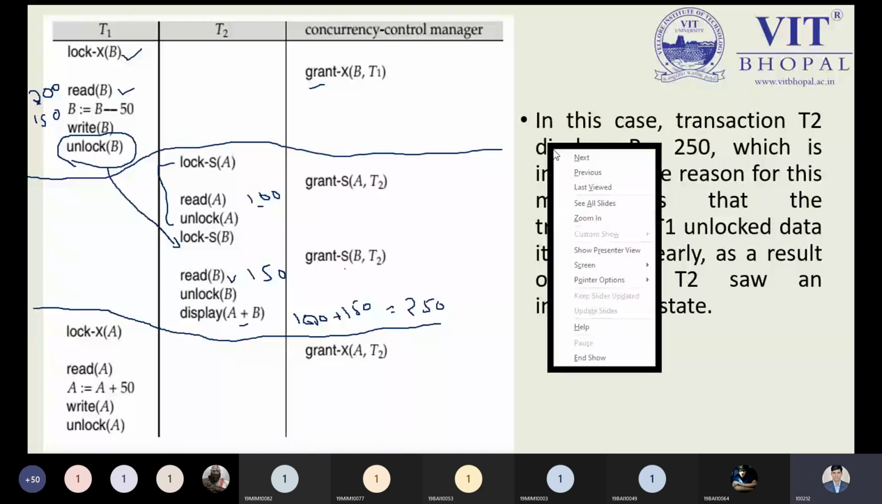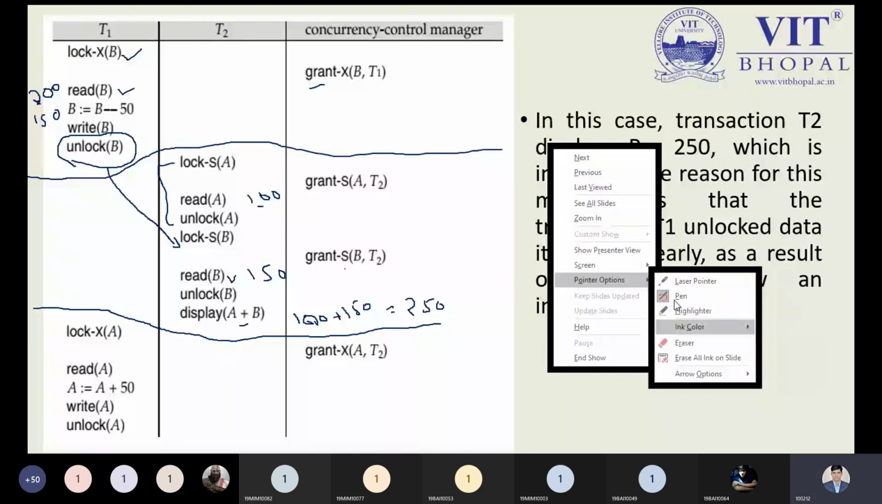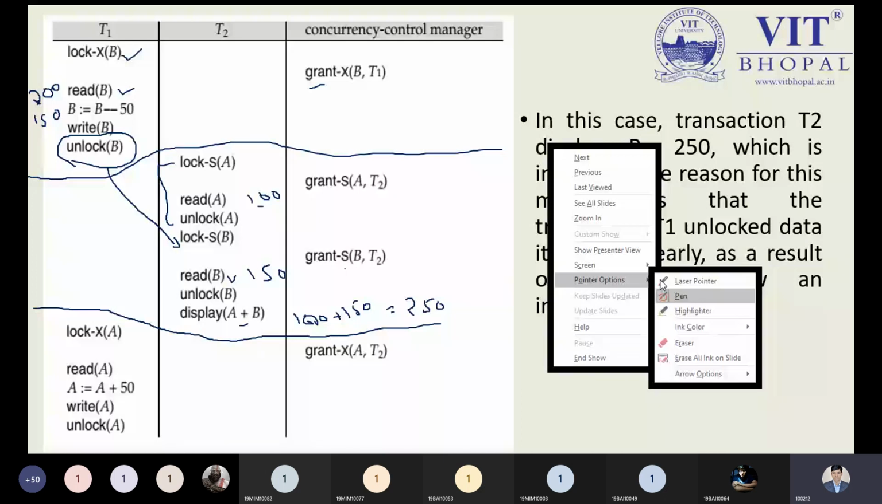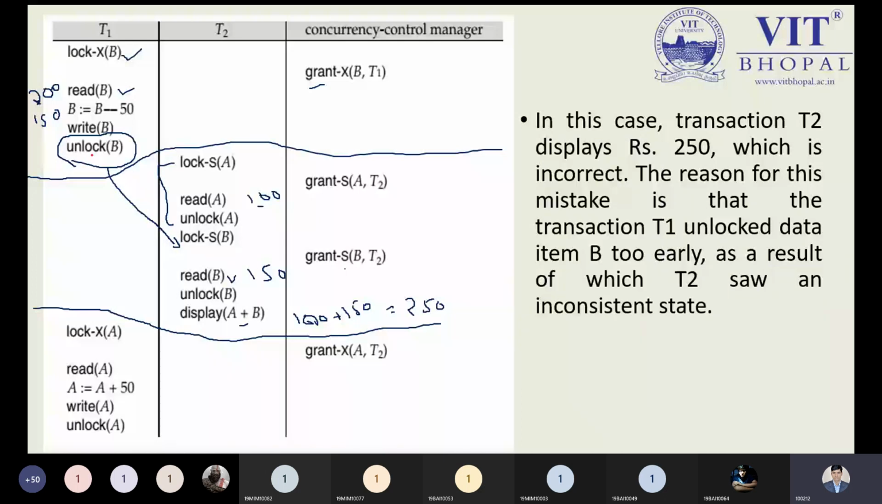Okay, I have a simple query for all. Suppose, let me use a different color to explain my answer. Suppose I'm not using unlock. We are using the lock in exclusive mode on B, read B, write B, and so on. So now tell me what would be happening.